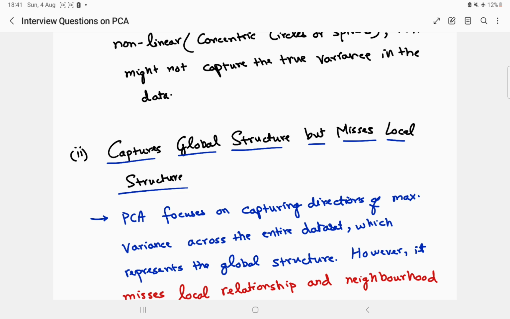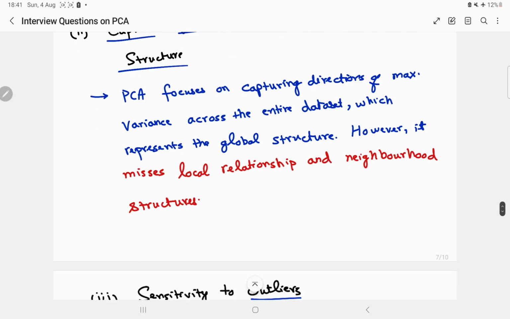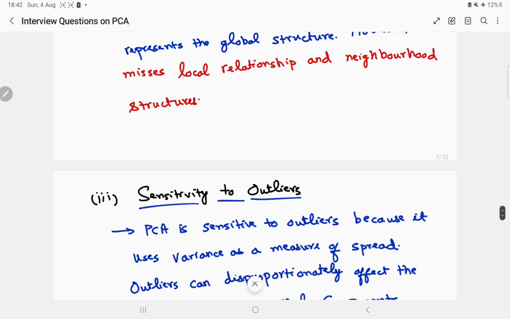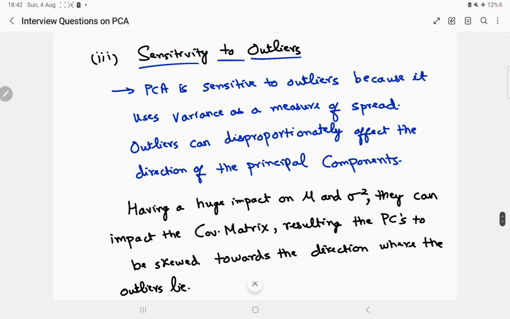And this might be a problem because this represents the global structure of your data. However, if there are local relationships and neighborhood structures within your dataset, then PCA might not be the best choice for you. There is another algorithm called t-SNE, which can help you capture the local structure of the data and the neighborhood structures. But that would be a topic for another video maybe. But long story short, PCA captures the global structure very well, but misses out on the local structure of your data. The third one is the sensitivity to outliers.